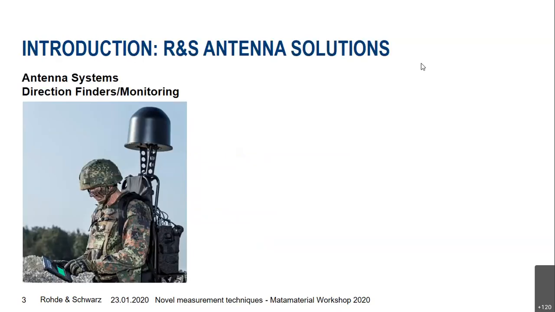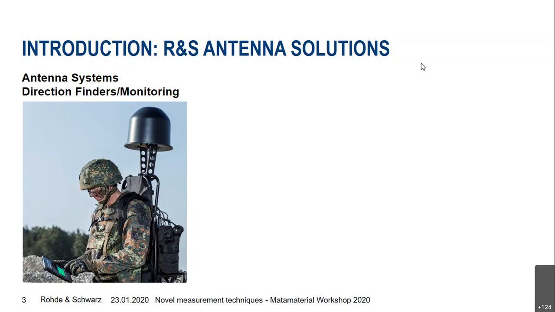So I'll just start with an introduction. What is Rohde and Schwarz basically doing with antennas? The antenna solutions available from Rohde and Schwarz range quite deep. We are hands deep into the antenna systems, especially when it comes to direction finders. Rohde and Schwarz builds its own direction finder, and is specially involved in producing and providing this to the military. This is very widely used, not only in Germany, also in India.